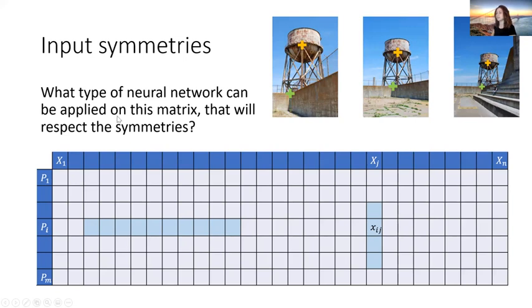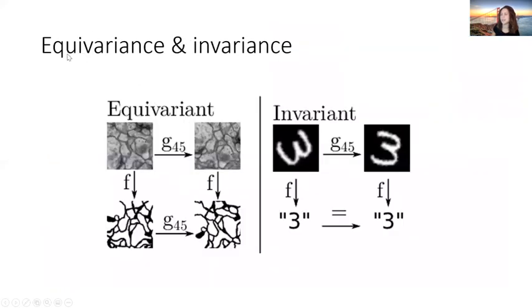And the question now is, what type of neural network can we apply on such data? For example, if we just try to perform 2D convolution on this matrix, we won't really get meaningful results with respect to the structure of the data. So this is the challenge now. Again, Hagai talked about it, but I'll still mention equivariance and invariance. It's not the same thing.